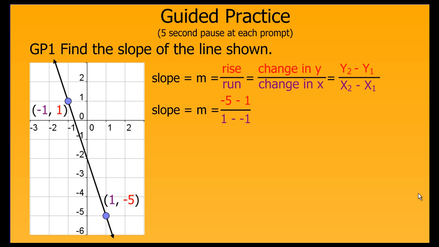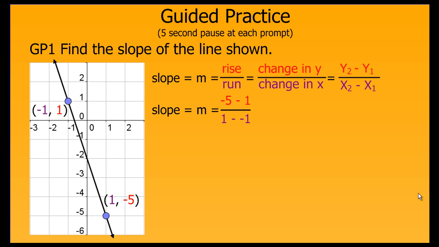Now we calculate our slope by filling in the y-coordinates to calculate our rise and our x-coordinates to calculate our run. In this case, that means we fill in -5 minus 1 to calculate our rise and 1 minus -1 to calculate our run. It's important to remember that you could choose to do it in the opposite order. 1 minus -5 for our rise and -1 minus 1 for our run, and it would still work.